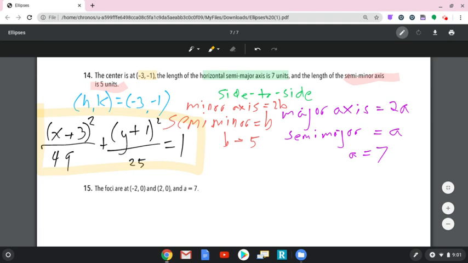Okay, so whenever you see semi-major, semi-major means A. When you see semi-minor, semi-minor means B. That's the one thing I want us to make sure that we remember. Semi-major is A. Semi-minor is B.